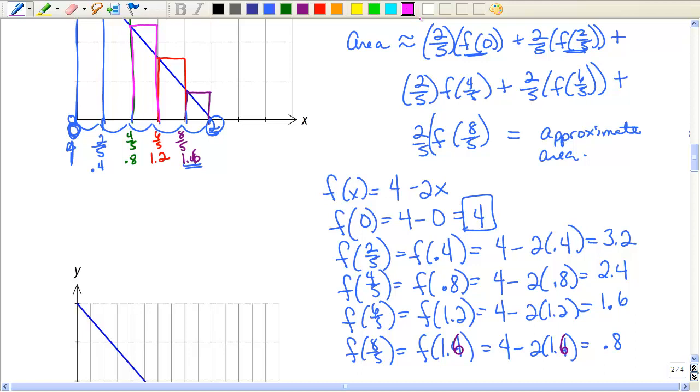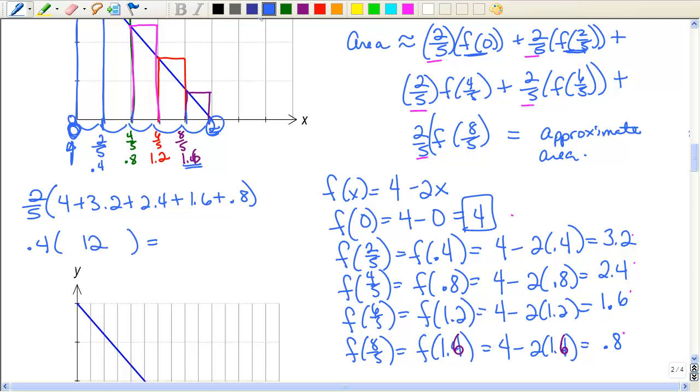Now, what are all those heights multiplied by? 2/5. So I could multiply each of these by 2/5 and then add them together, but I'm going to say 2/5 times 4 plus all of these numbers. Remember, 2/5 is 0.4. So I add all those numbers up, and I get 12. And 0.4 times 12 is 4.8. So that is the approximate area using 5 subintervals with the left endpoints.